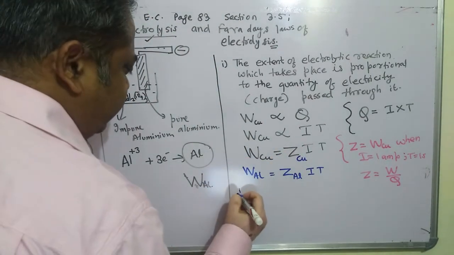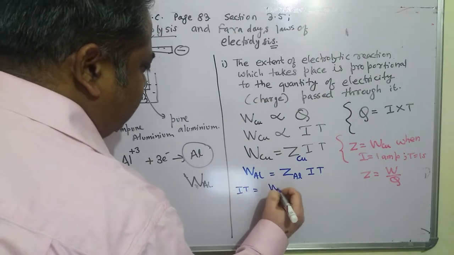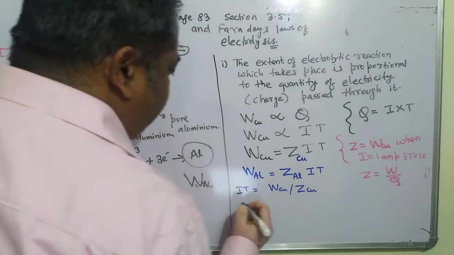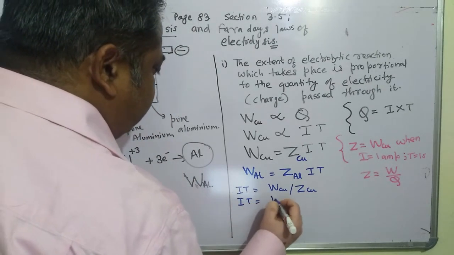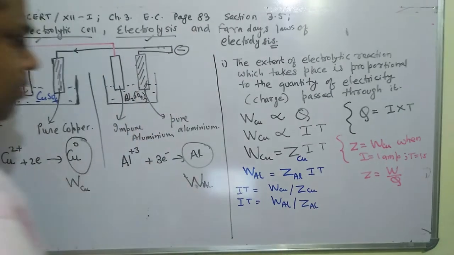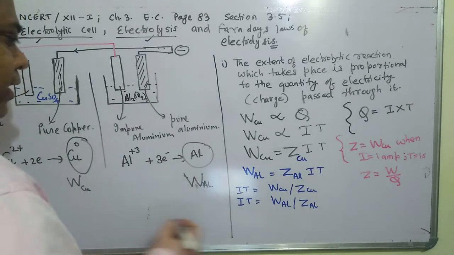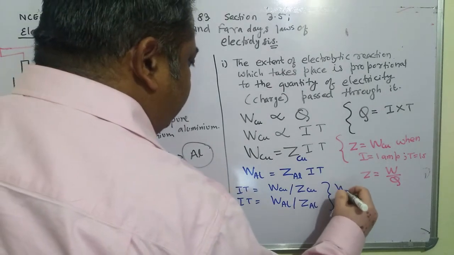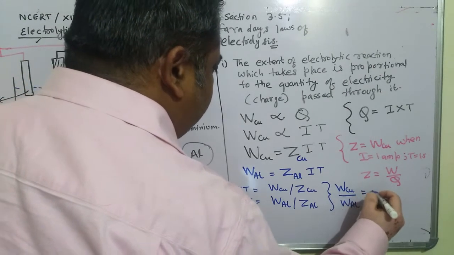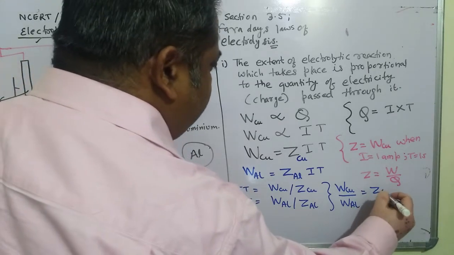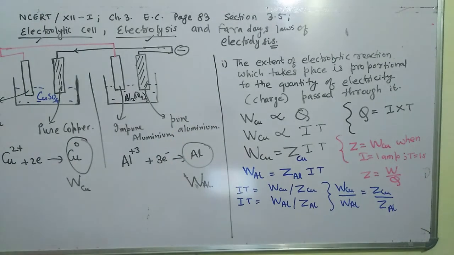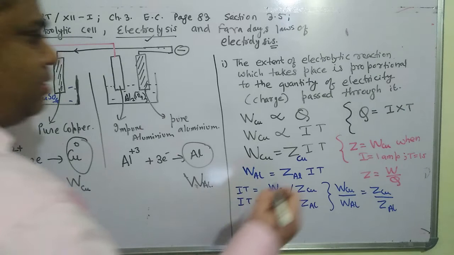So W_Cu can be written as Z_Cu times I T. Also, W_Al can be written as Z_Al times I T. Since I T is equal to I T, we can write W_Cu by W_Al is equal to Z_Cu by Z_Al, where Z is nothing but the electrochemical equivalent.